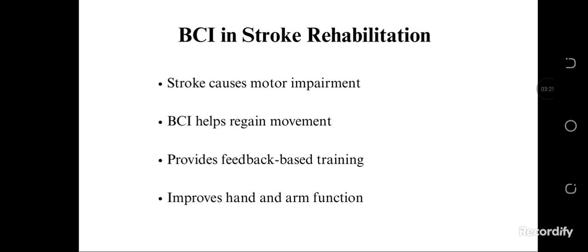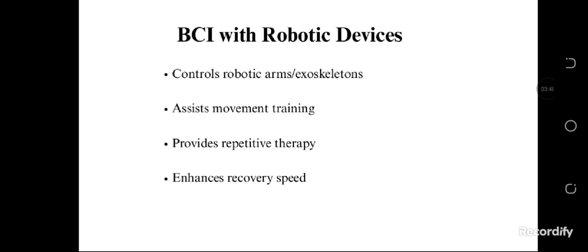Next, we see the role of BCI in stroke rehabilitation. The stroke causes motor impairment. The BCI helps to regain the movement, and it also provides feedback based on the training process. It also improves hand and arm function through the rehabilitation process by using the brain computer interface.